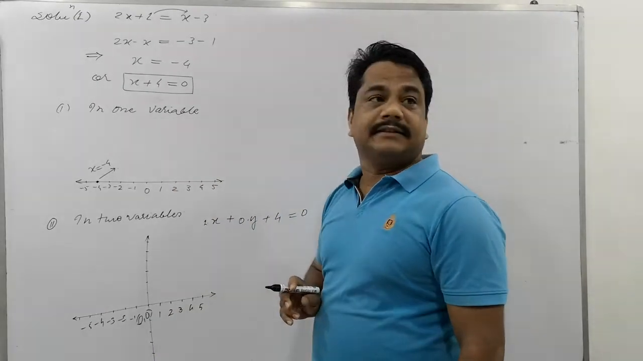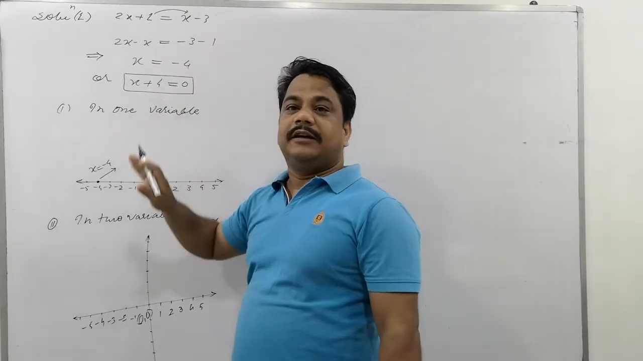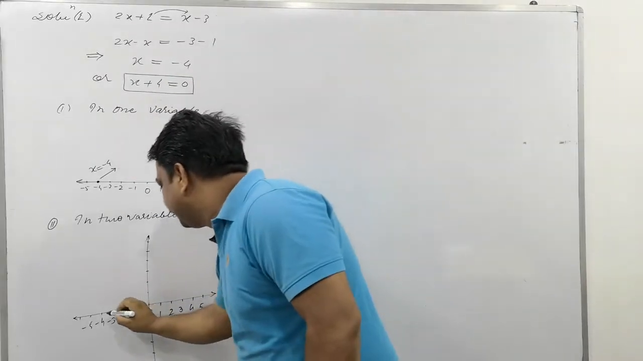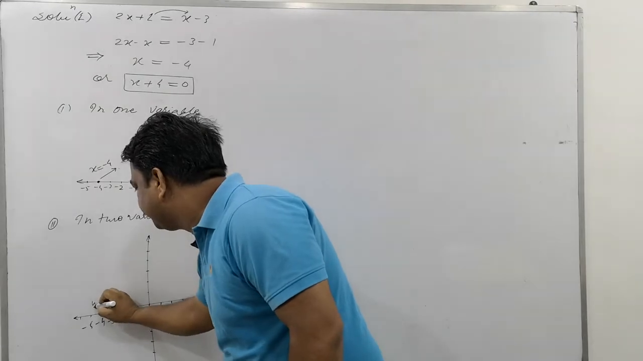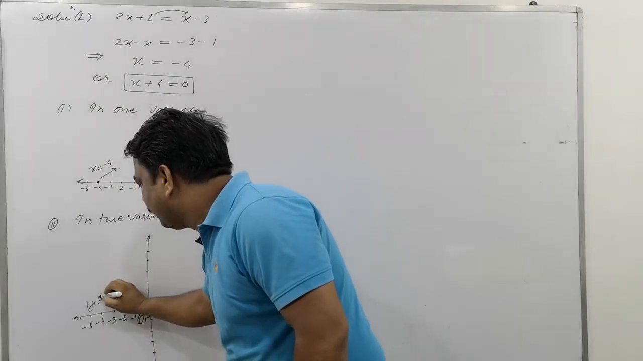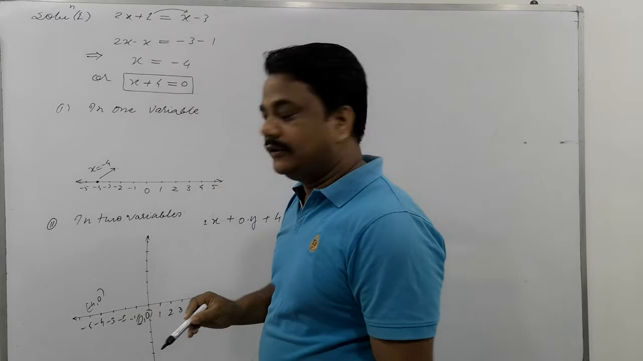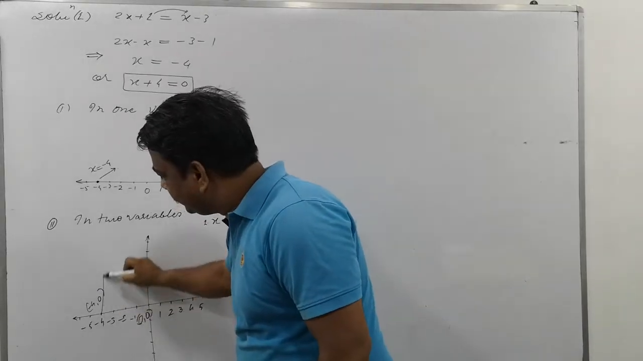So where the x is, the value of x is minus 4. Right now the value of x is minus 4. Here this is minus 4. Clear? Minus 4. And all y are here 0. So obviously the line will proceed in this direction.